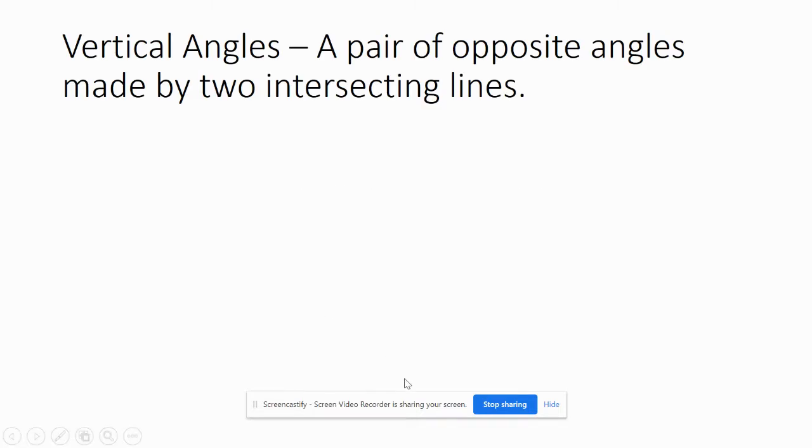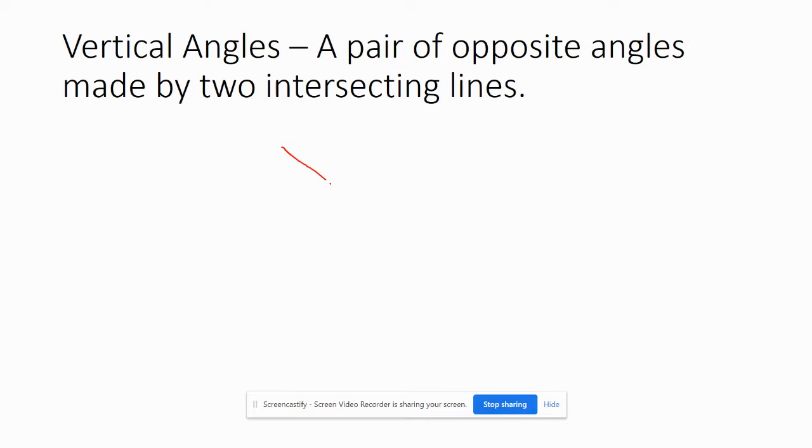Vertical angles. So when we talk about vertical angles, we're pretty much talking about two angles that are across from each other. Now, they have to be directly across from each other. So we have a pair of opposite angles made by two intersecting lines, and I'll show you exactly what that looks like. Let me turn my pen on here.